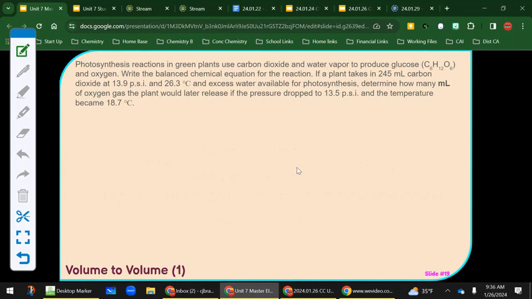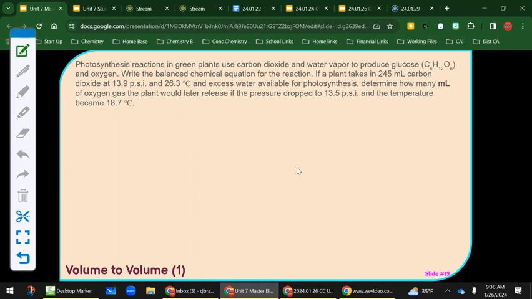All right. Photosynthesis reactions in green plants use carbon dioxide and water vapor to produce glucose and oxygen. Write a balanced chemical equation for the reaction. If a plant takes in 245 milliliters of carbon dioxide at 13.9 psi and 26.3 degrees Celsius, and excess water is available for photosynthesis, determine how many milliliters of oxygen gas the plant would later release if the pressure drops to 13.5 psi and the temperature became 18.7.